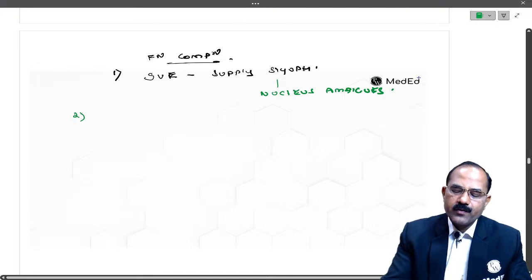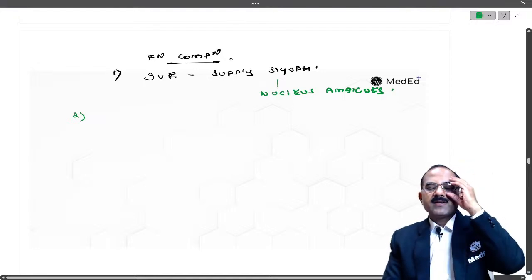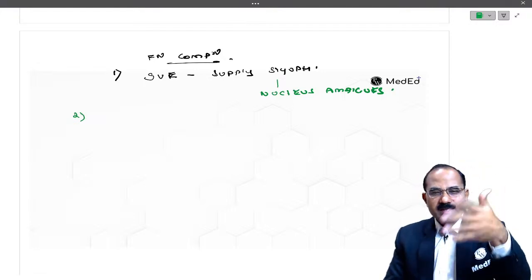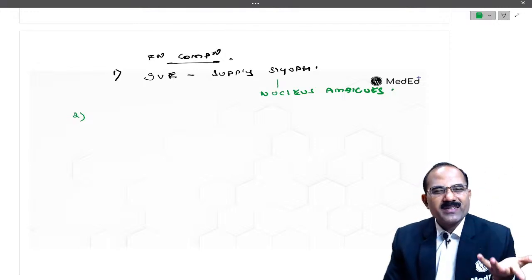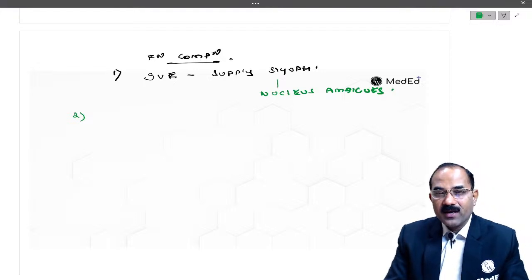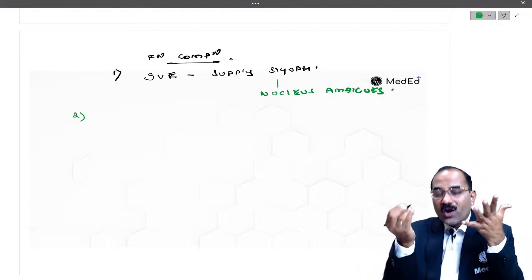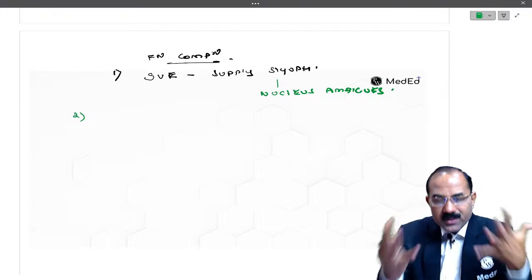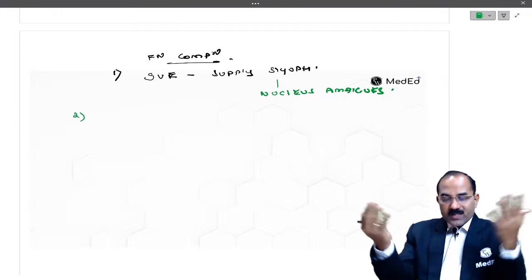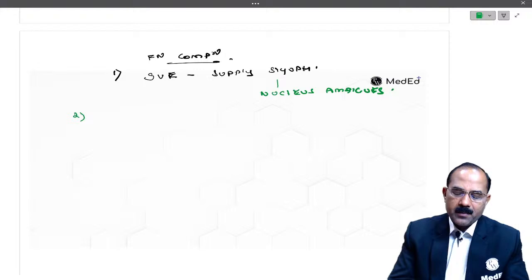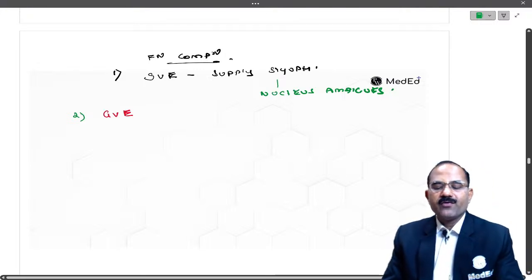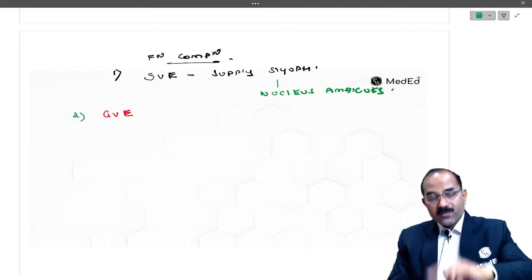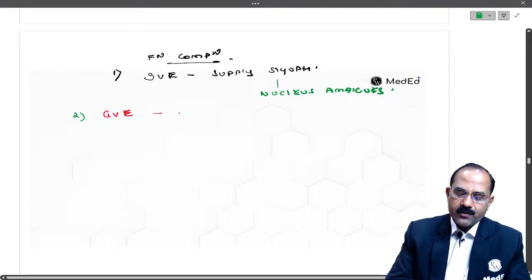What else does the glossopharyngeal nerve supply? Yes, nucleus ambiguus is a common nucleus for 9th, 10th and 11th. Excellent, bacha, very good. The glossopharyngeal nerve supplies what? It supplies the parotid gland. And to supply the gland, what component should the nerve have in its nucleus? If I am a cranial nerve and if I have to supply a gland, I should have this component. Name of the component is general visceral efferent. So what is the component for the glossopharyngeal nerve to supply the parotid gland? General visceral efferent.